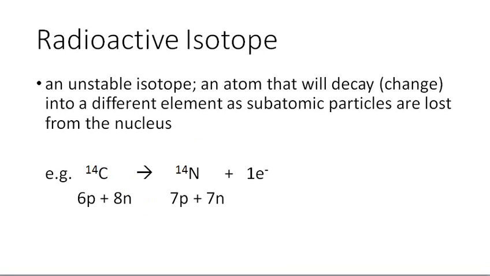Some isotopes, including carbon-14, are radioactive. A radioactive isotope is one that is unstable. It will decay or change into a different element as subatomic particles are lost from the nucleus.